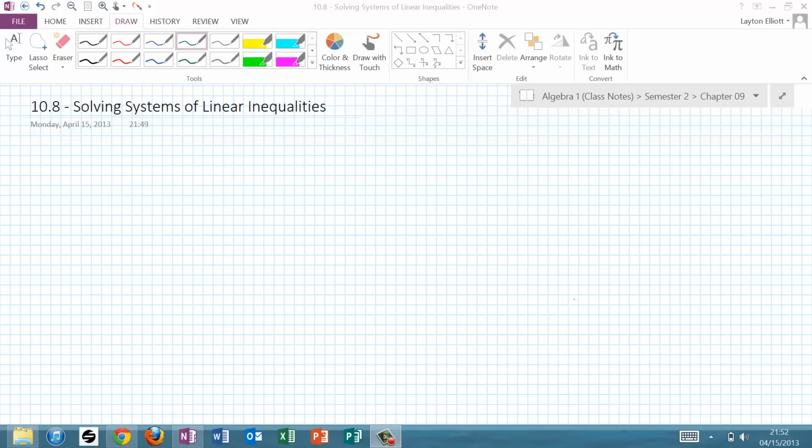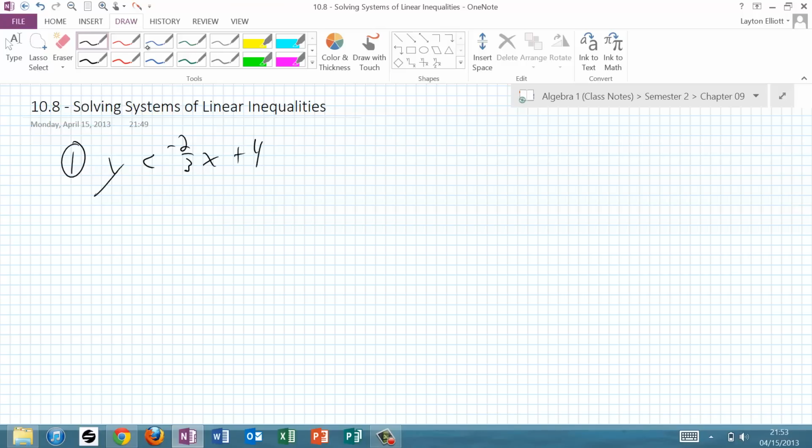So what we're going to do here is go back to the graphing method, but do it with inequalities. I want to start with a basic one and teach you kind of how to do inequalities if you've never graphed one before. Y is less than negative 2/3 x plus 4.